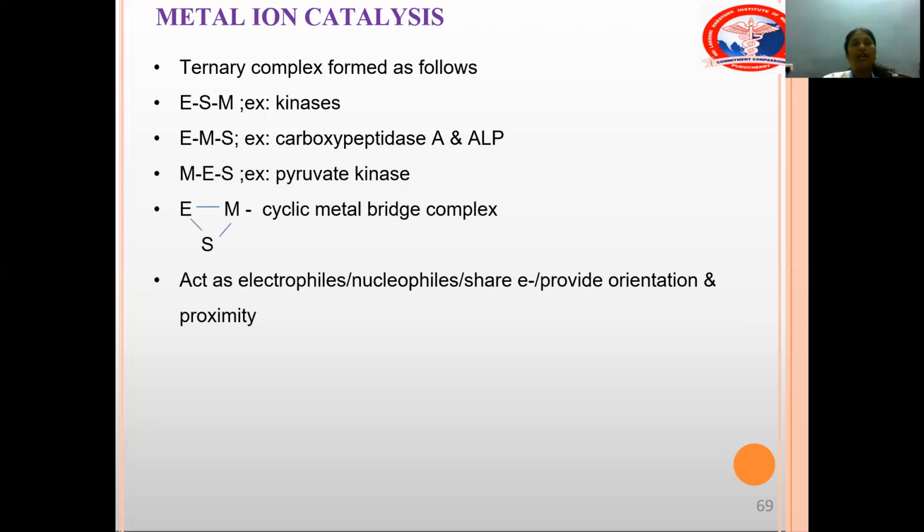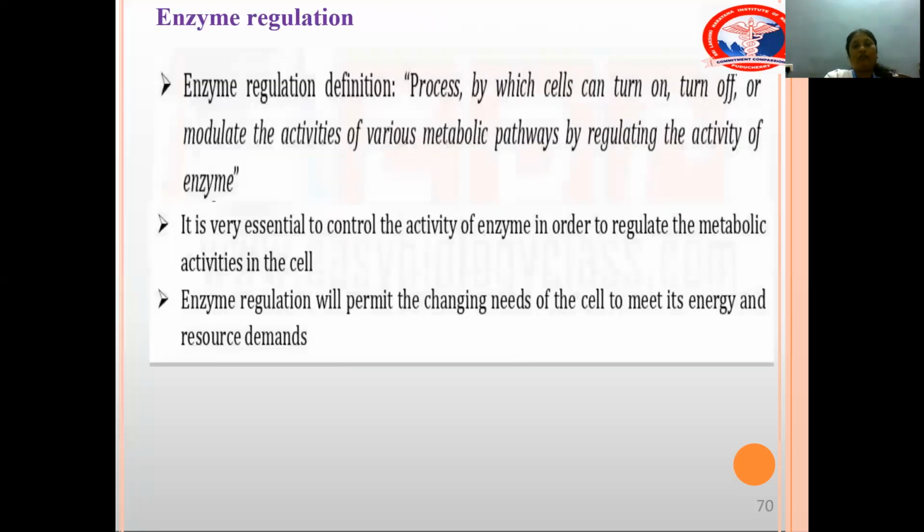And there will be a cyclic metal ion complex which constitutes enzyme, metal ion and substrate in a cyclic way. The basic mechanism of metal ion catalysis is that the metal ion can act as either an electrophile or a nucleophile, or it can share electrons, or it can provide orientation for enzyme catalysis.